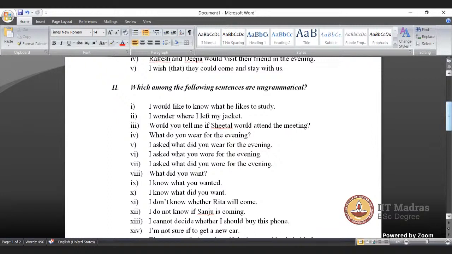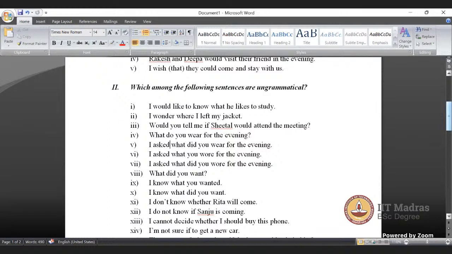Grammatical or ungrammatical? Grammatical, right? Okay. Now, would you tell me if Sheetal would attend the meeting? It's grammatical. What is the embedded sentence? If Sheetal would attend the meeting. Correct. If Sheetal would attend the meeting. Right.